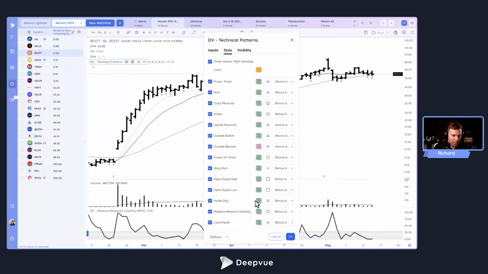And then you can adjust the style. Let's make it black, and let's make it a diamond, whatever you'd like. And you can see where RMV is tightening. It's highlighting now with that technical pattern.